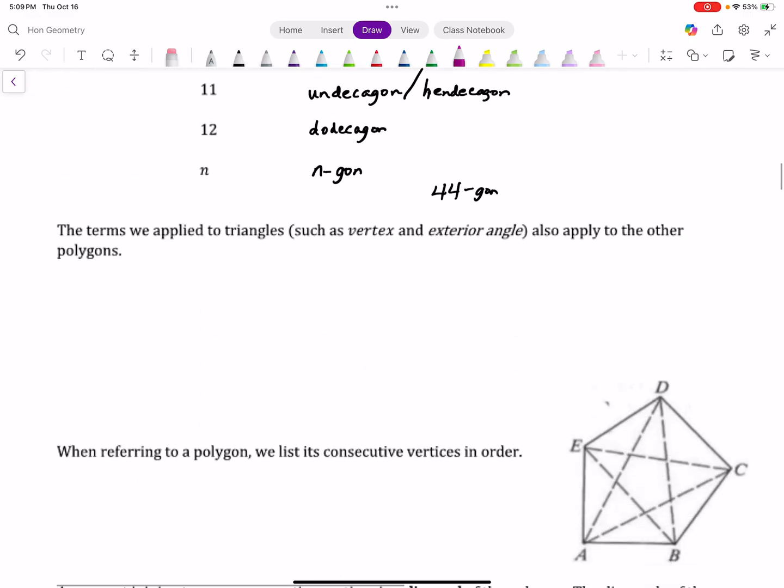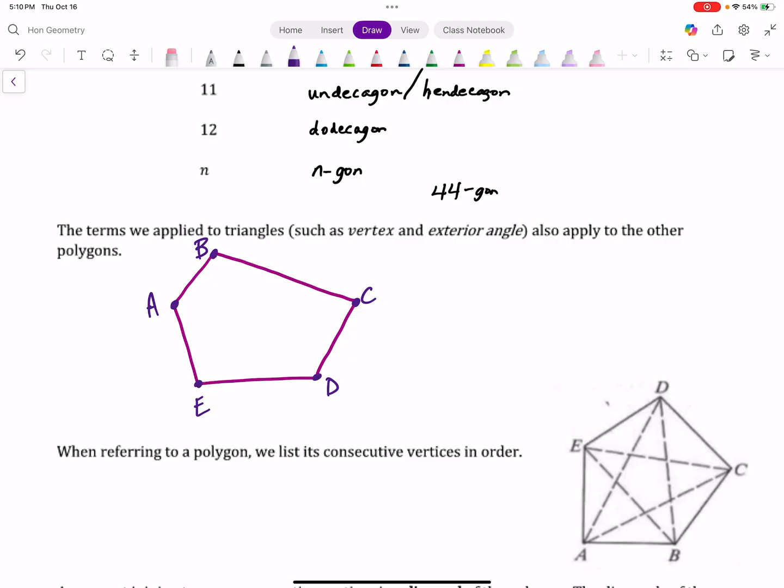Okay. So we got our names. The terms that we applied to triangles, vertex, exterior angle, they also apply to polygons. So let's say we take just some random pentagon. Okay, so a pentagon has 5 vertices. We would name this, let me get them labeled up. So you say this is pentagon ABCDE. But you could also call it pentagon AEDCB. Or you could call it pentagon CDEAB. All it is, you have to pick a vertex, and then you work your way around either clockwise or counterclockwise, and nobody cares until you get to the last vertex. So that's how you name these things.